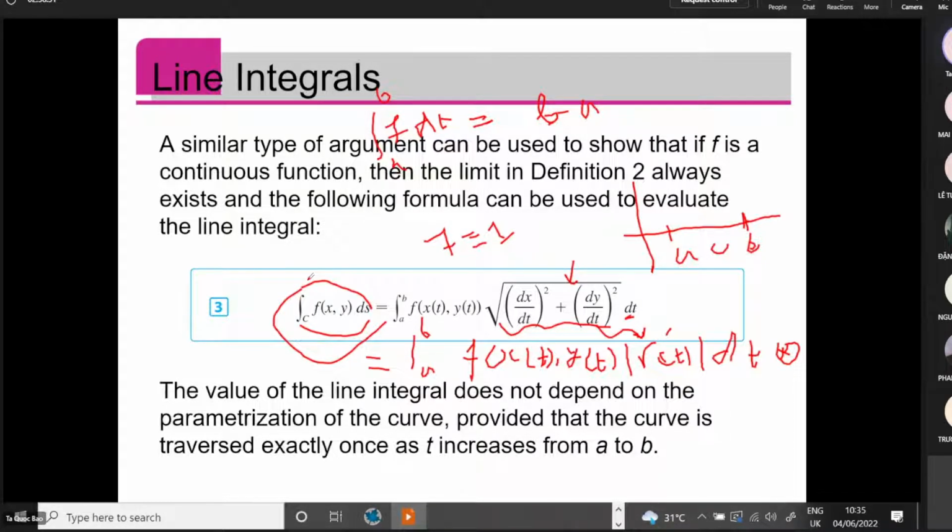So to calculate this integration, we follow 3 steps. The first step we should compute the length.